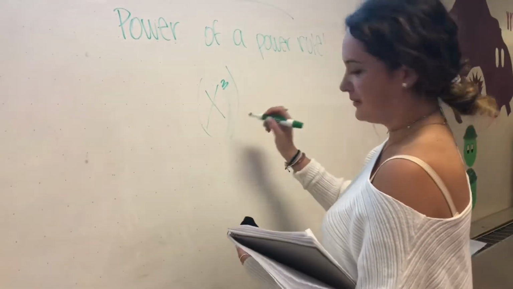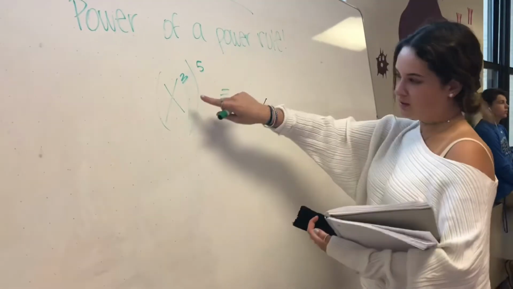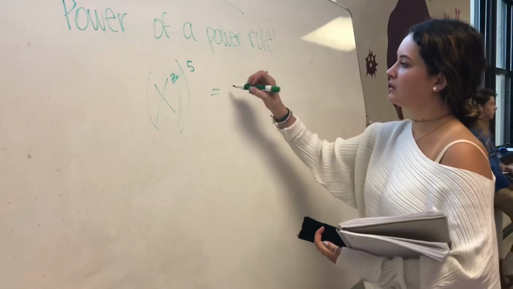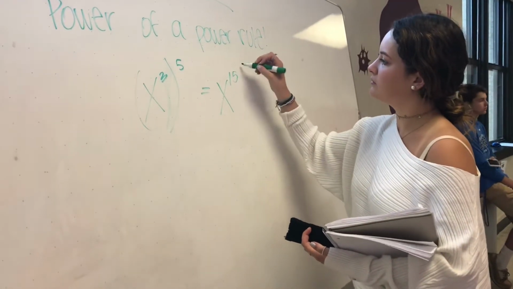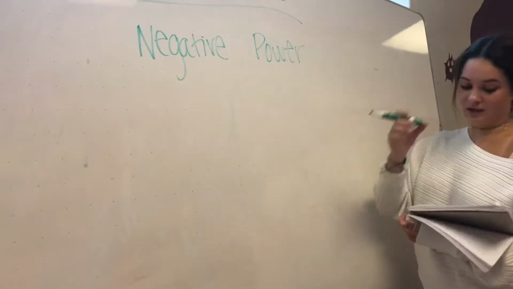x to the third power and then to the fifth. And then all you do here is just multiply the exponents together, so it would be x to the 15. Another exponent rule is the negative power.